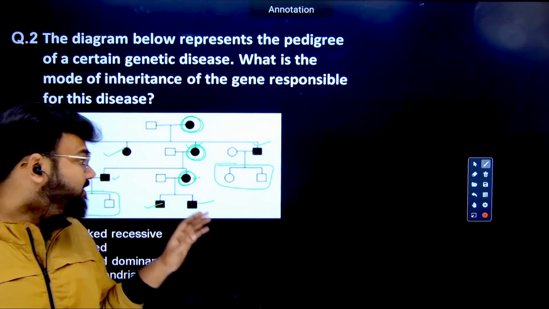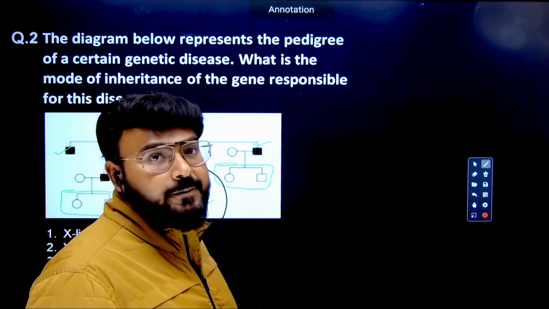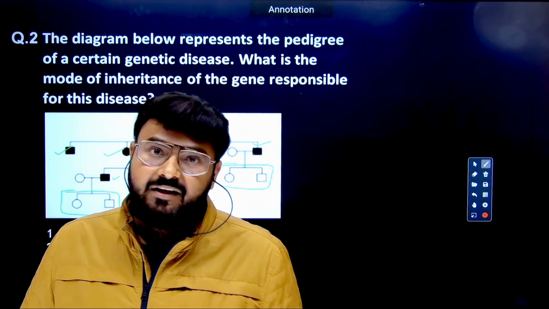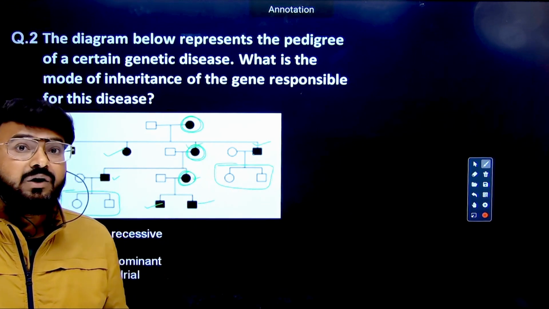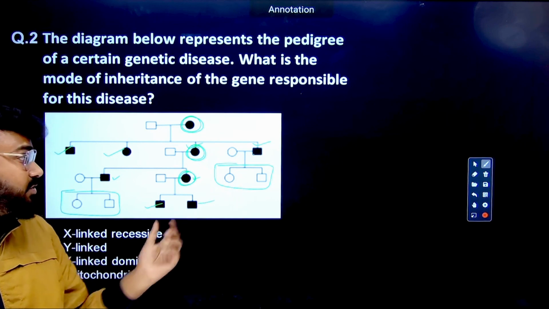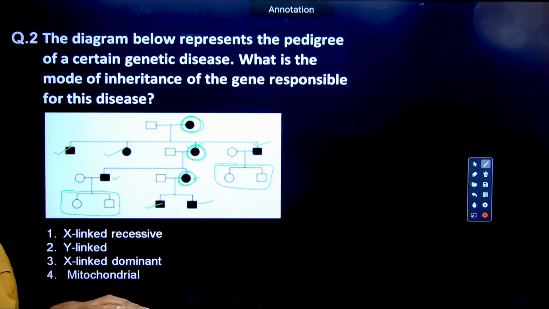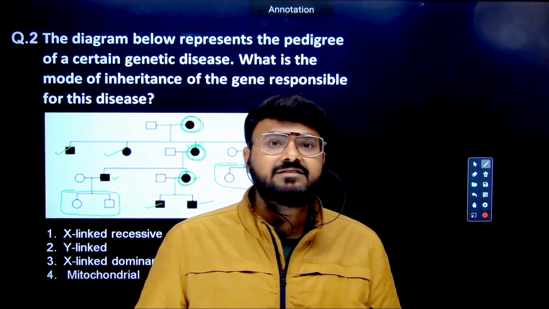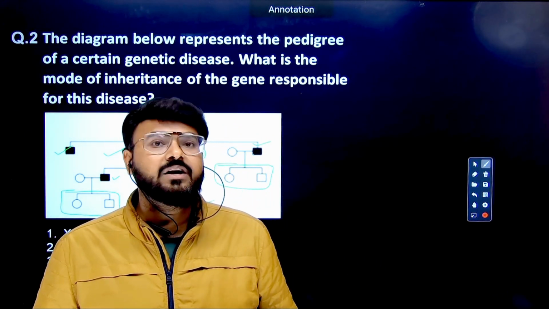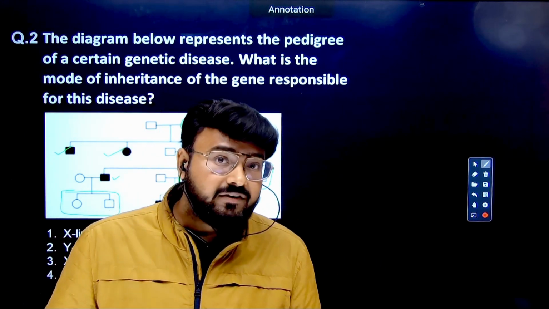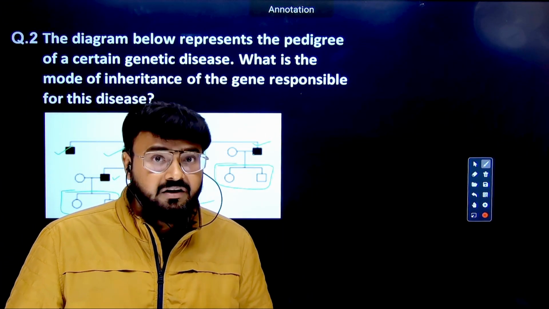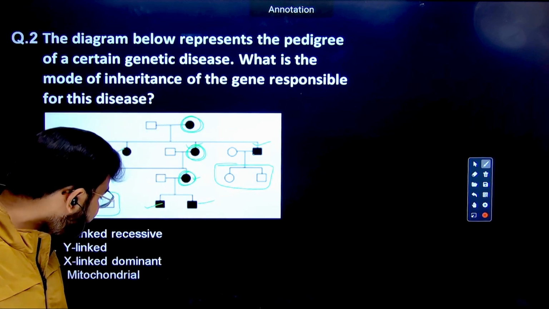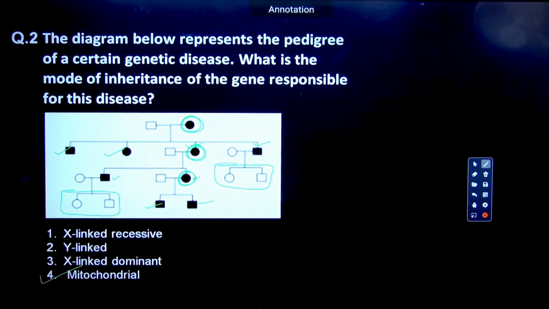In such cases, it's neither X-linked nor Y-linked. Why is it so? Because the mother is transmitting the disease to all her kids, and the affected father is not transmitting, and this pattern carries through all the generations. So in such cases, it's a special type of inheritance. We call it cytoplasmic inheritance, where the mutant gene is present in cell organelles like mitochondria or in the cytoplasm. So that is why we will go with the answer mitochondrial. Hence the answer will be mitochondrial.